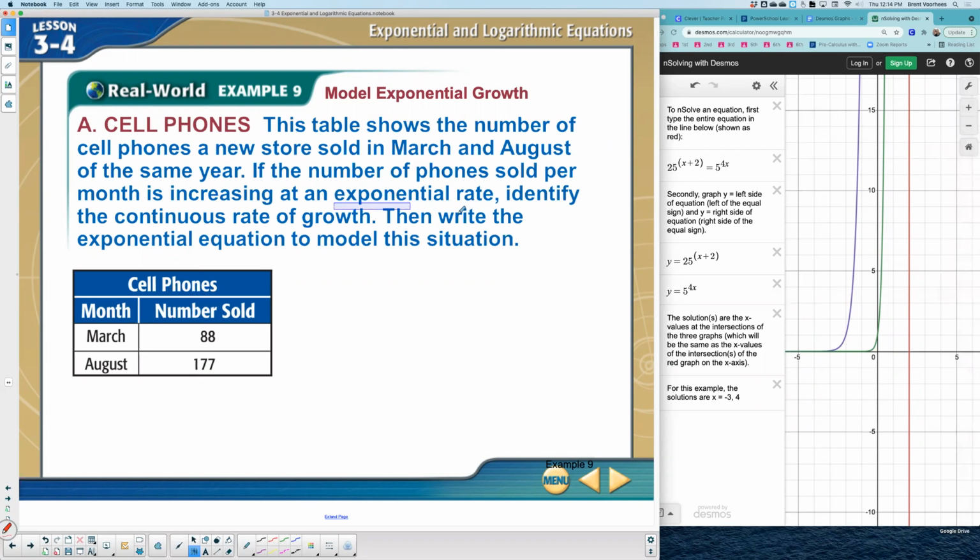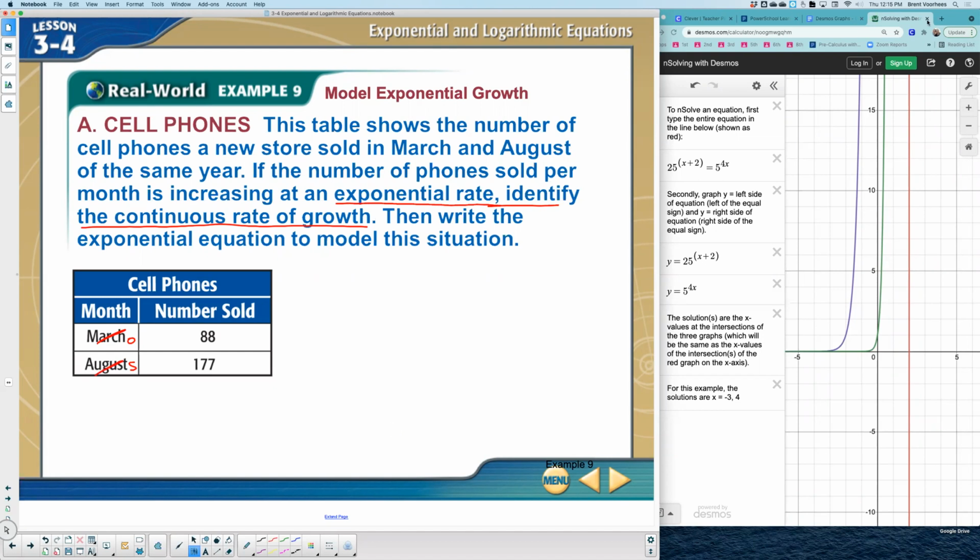So it says this is an exponential rate. Identify the continuous, not just exponential, it's continuous rate of growth. And so it's wanting an exponential model. We'll write down both. I'm going to call March month 0, our initial data. So April will be 1, May 2, June 3, July is 4, and August would be 5 months later. So I'm going to use these months.